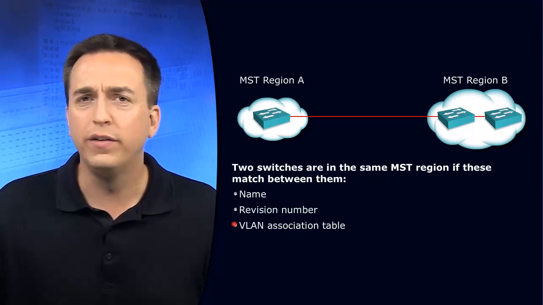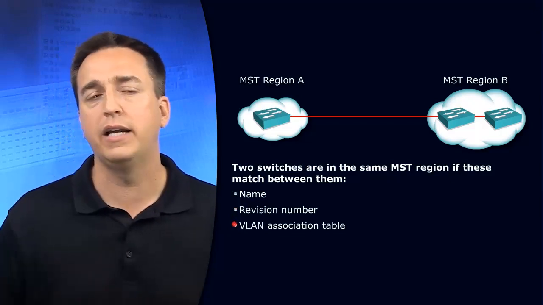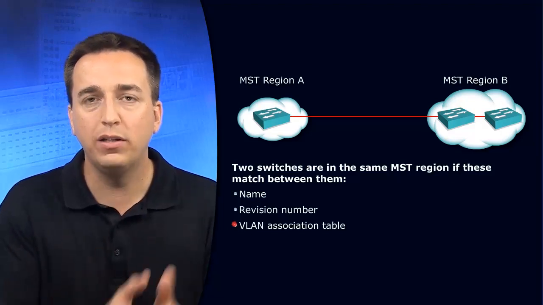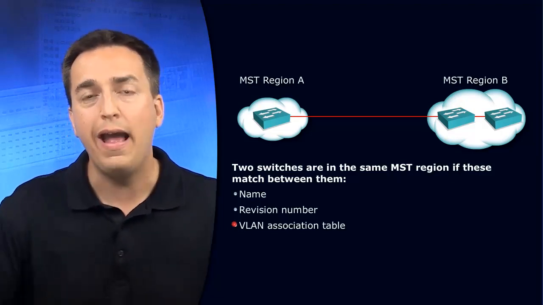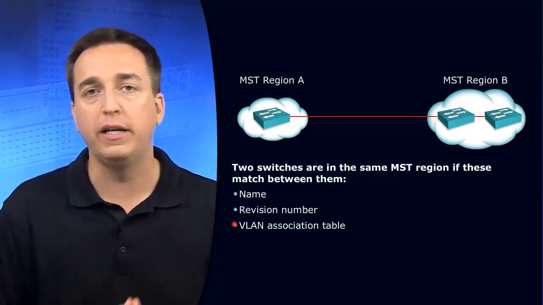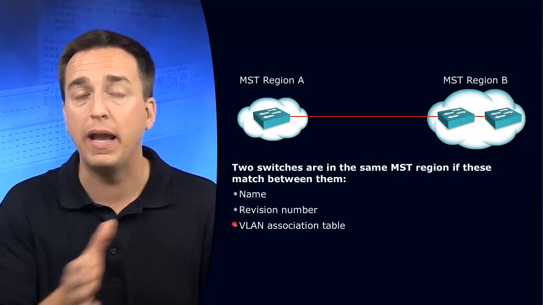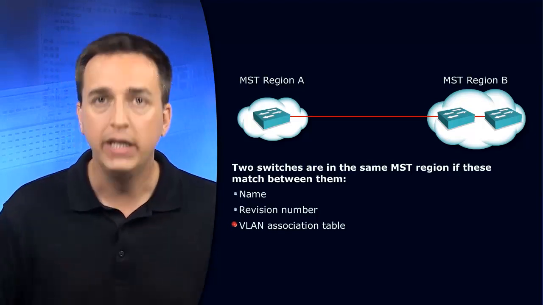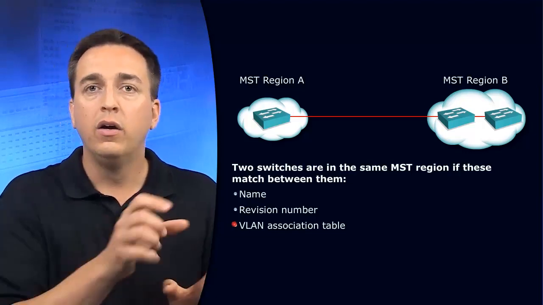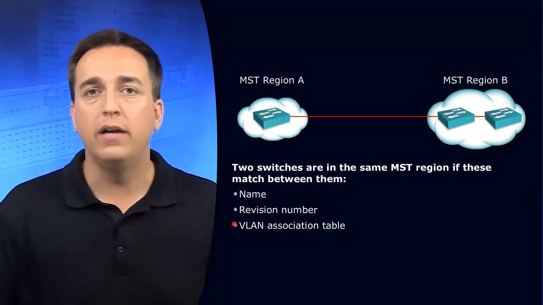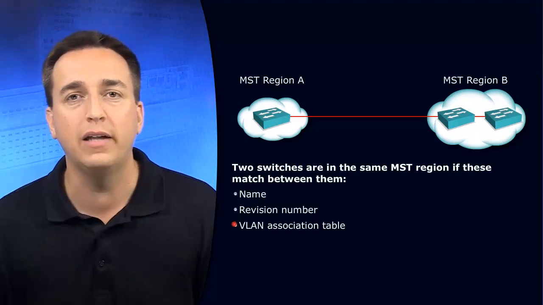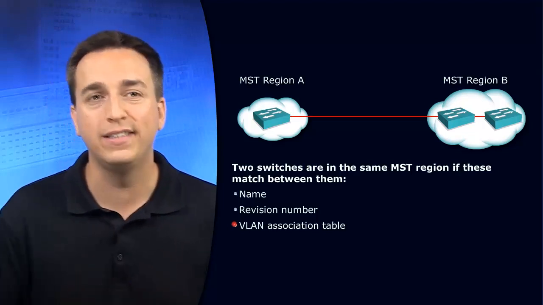And then lastly, the VLAN association table. Now, what is the VLAN association table? Well, it is the table that describes the number of instances we have and the VLANs that are members of that particular spanning tree instance. So let's say we have 3 spanning tree instances that we create, instance 1, instance 2, instance 3, and we place VLANs 1, 2, and 3 inside of instance 1. We place VLANs 10, 11, 12 in instance 2, and we place VLANs 20, 21, and 22 in instance 3.